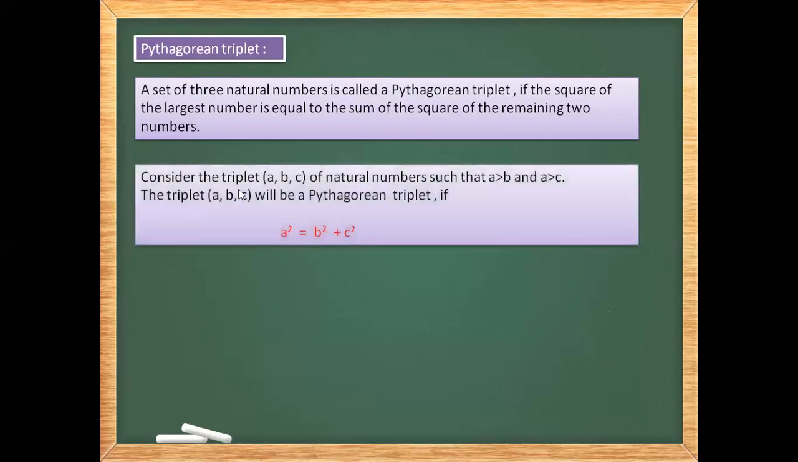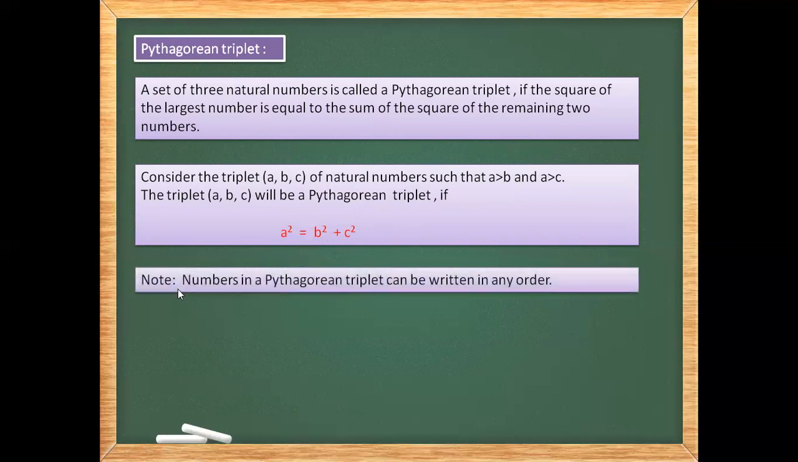Suppose I am considering children A, B, C, natural numbers, in such a way that A is greater than B and A is greater than C also. That means A is the largest number. Then the triplet A, B, C will be a Pythagorean triplet if A square is equal to B square plus C square. Square of the largest number is equal to the sum of the squares of the remaining two numbers. So that's why here A is the largest number, so A square is equal to B square plus C square.